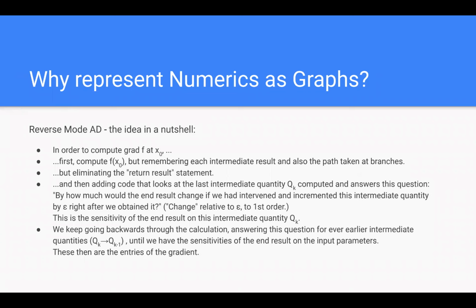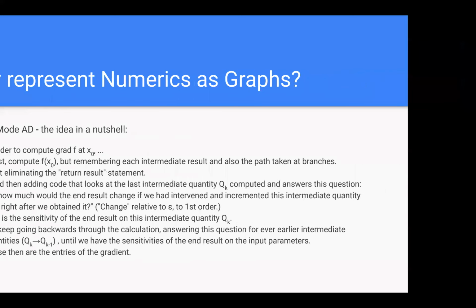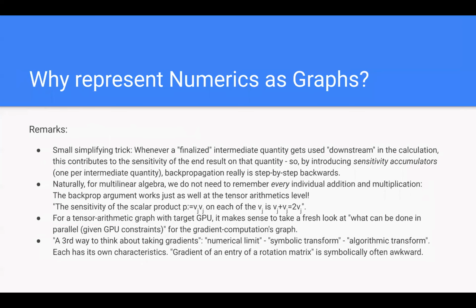What we next do is that we look at the next to final intermediate quantity. So in every step, we go back to the next earlier intermediate quantity, q_k to q_(k-1). And we answer the same question for the earlier intermediate quantity. And as we go through the entire algorithm that way, as we reach the start, we obtain the sensitivities of the end result on the input parameters. And these are just the entries in the gradient vector. So there are a few small tricks around this approach.